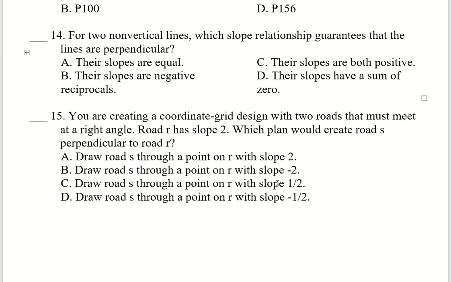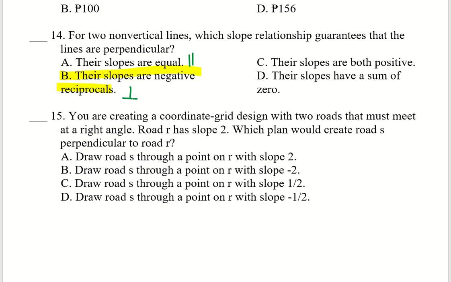And for number 14, for two non-vertical lines, which slope relationship guarantees that the lines are perpendicular? Okay, so they will be perpendicular if their slopes are negative reciprocals. Okay, kapag equal yung slope, that will be parallel. Kapag po negative reciprocal, that will be perpendicular.